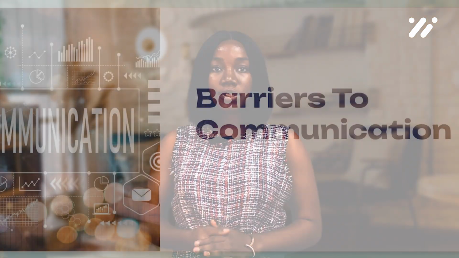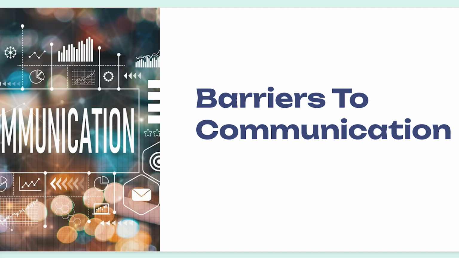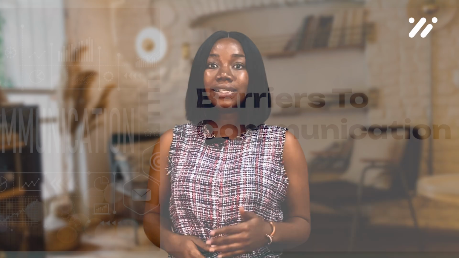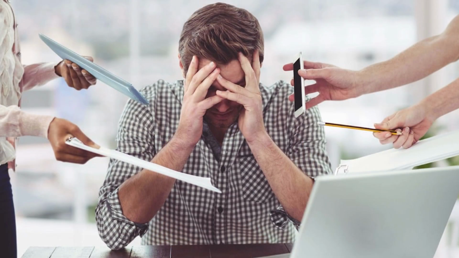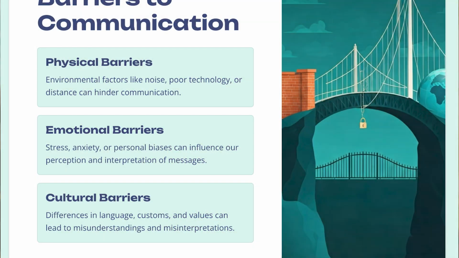What are the barriers to communication? Even with the best intentions, communication can go wrong. There are several barriers that can prevent us from conveying or understanding messages effectively, which include physical barriers, emotional barriers, and cultural barriers. Physical barriers like poor technology or noisy environments, emotional barriers such as stress, anxiety, or preconceived notions, and cultural barriers, where differences in background and values might cause misunderstandings.